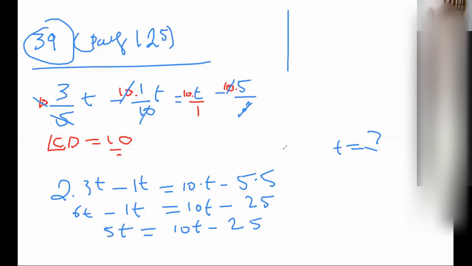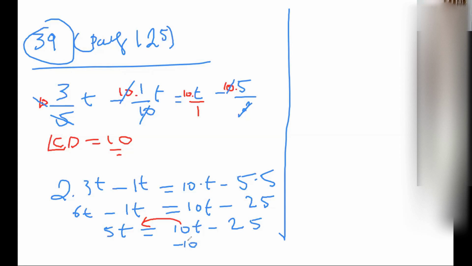What else do we need to do after this? What do you think we do next? You're going to subtract 10t. Yes, subtract the 10t and put it on both sides. This 10t needs to be on this side with 5t. You can subtract it, or you can just move it to the other side of the equal sign and change the sign. Minus 10t, minus 10t.